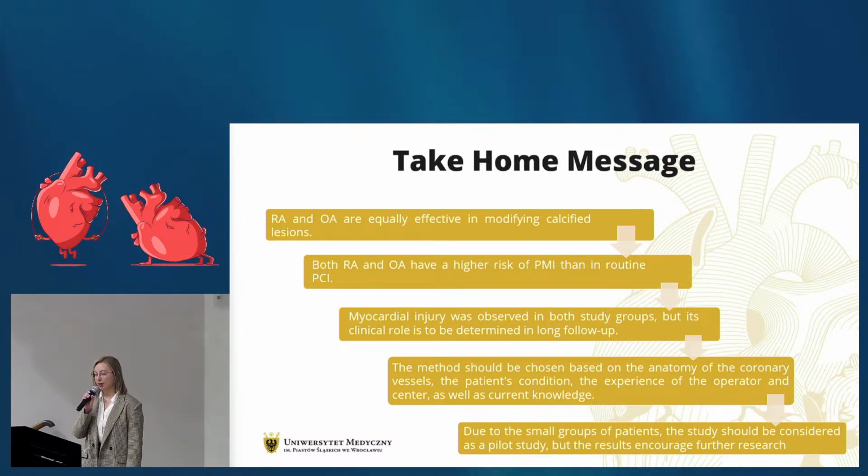and orbital atherectomy are equally effective in modifying calcified plaques. Both RA and OA have higher risk of periprocedural myocardial injury and infarction than a standard PCI. Myocardial injury and PMI were observed in both study groups. However, its clinical role has to be determined in long follow-up.